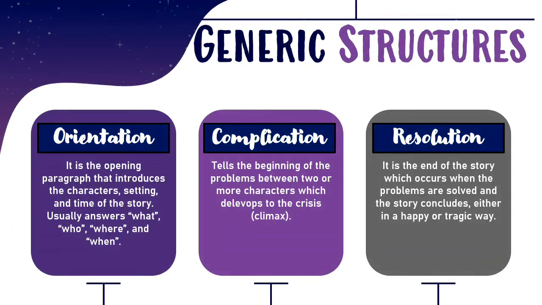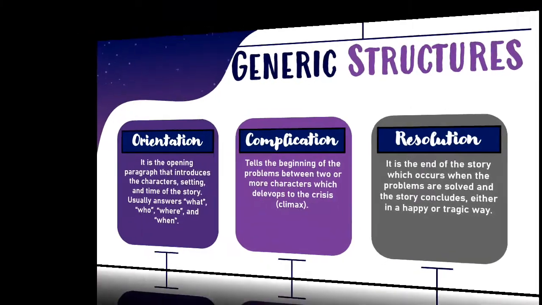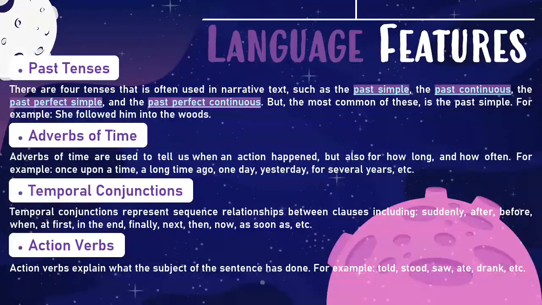So now, we come to the last point of the first part, which is the language features. The first one is past tenses. There are four tenses that are often used in narrative text, such as the past simple, the past continuous, the past perfect simple, and the past perfect continuous. But the most common of these is the past simple. For example, she followed him into the woods.